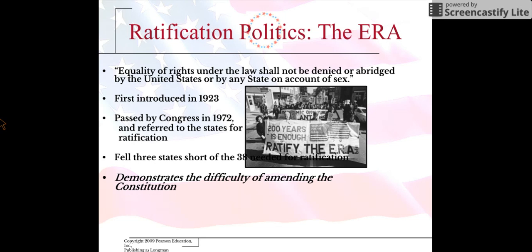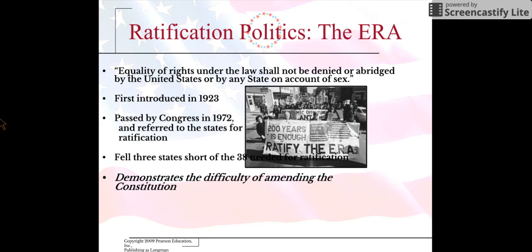I mean, a conservative president like Ronald Reagan and his wife Nancy Reagan were both in support of the amendment, but that still wasn't enough, and it fell 3 states short. So it just shows you it's very difficult to amend the Constitution. You would think an equal rights amendment would be a slam dunk, but it didn't make it. It still isn't in the Constitution.